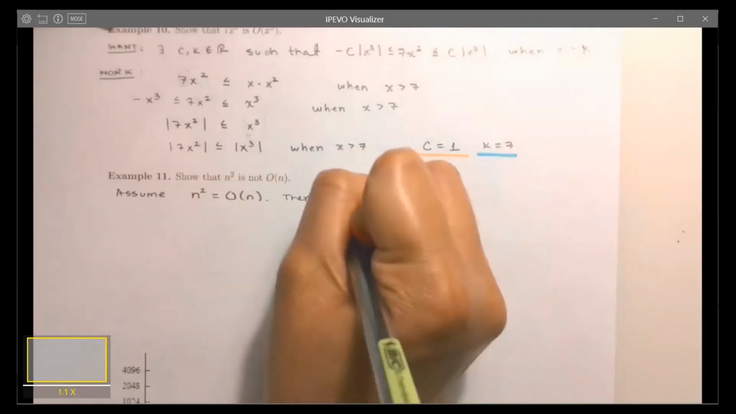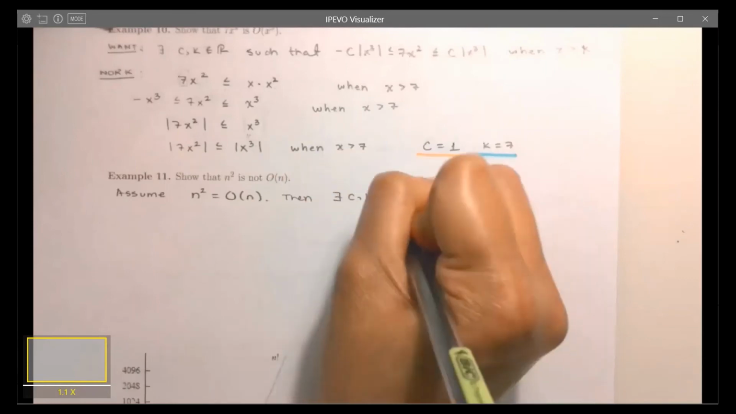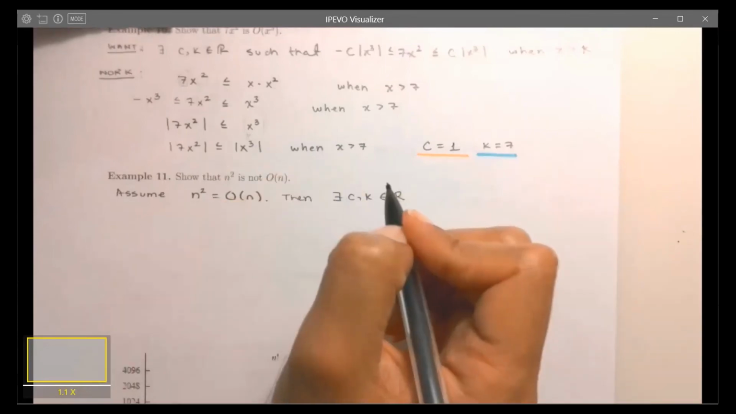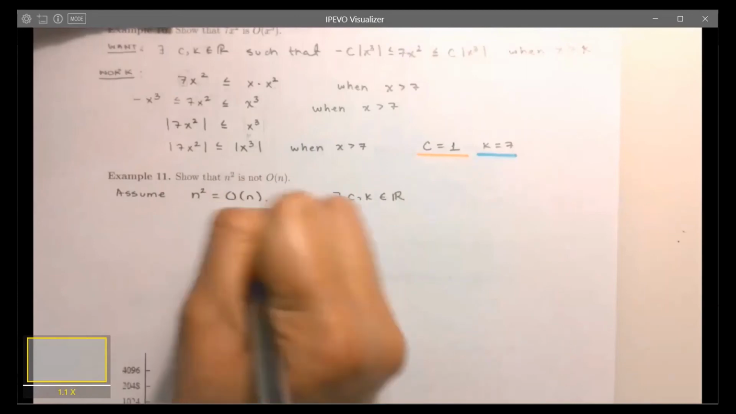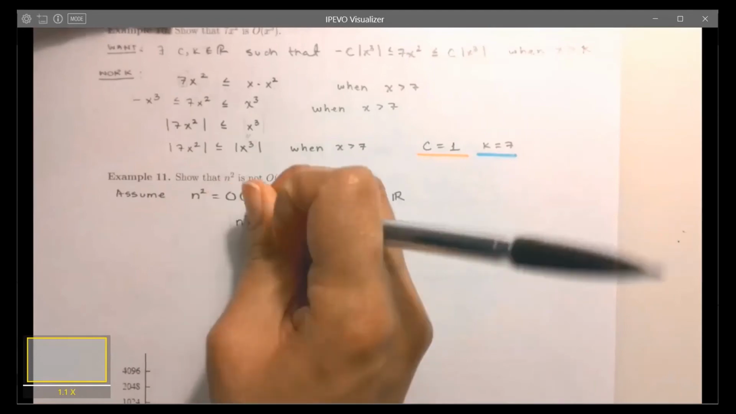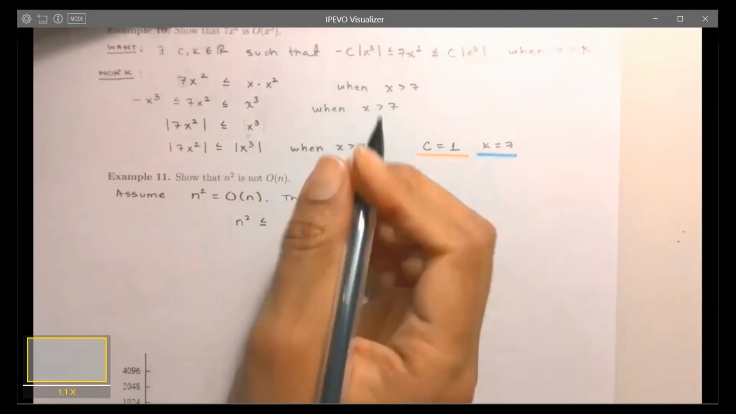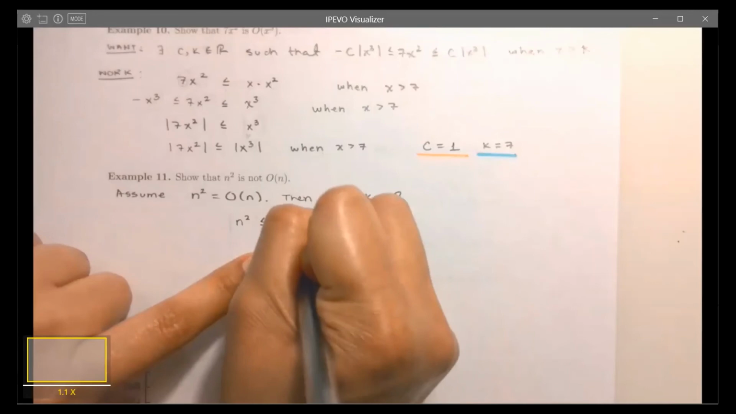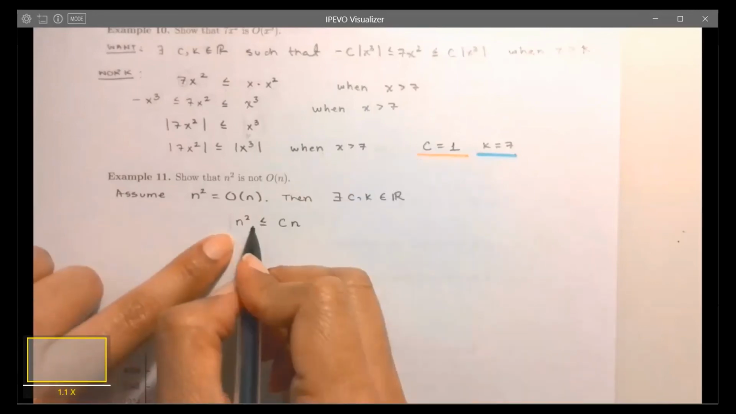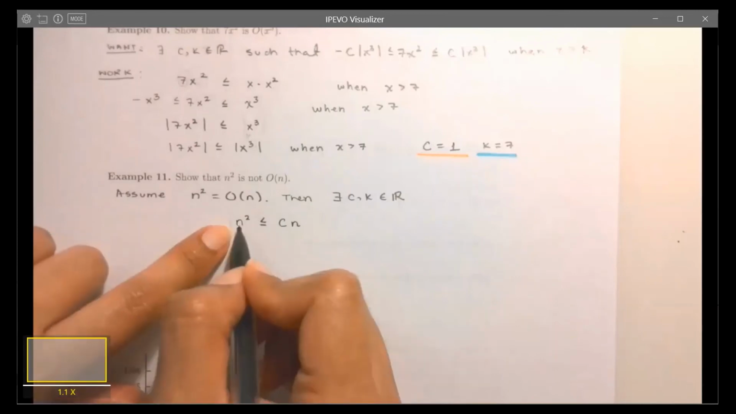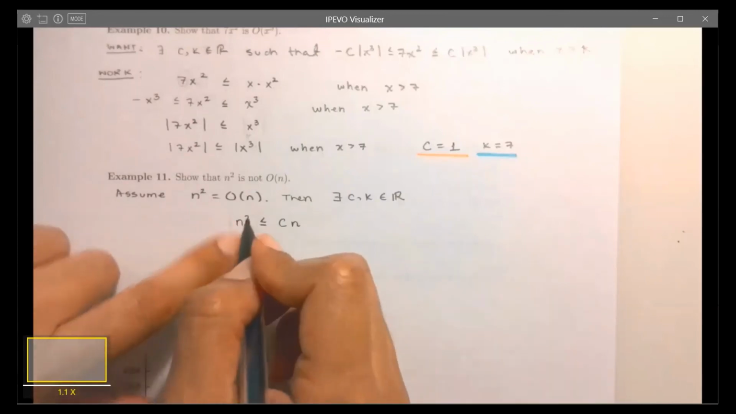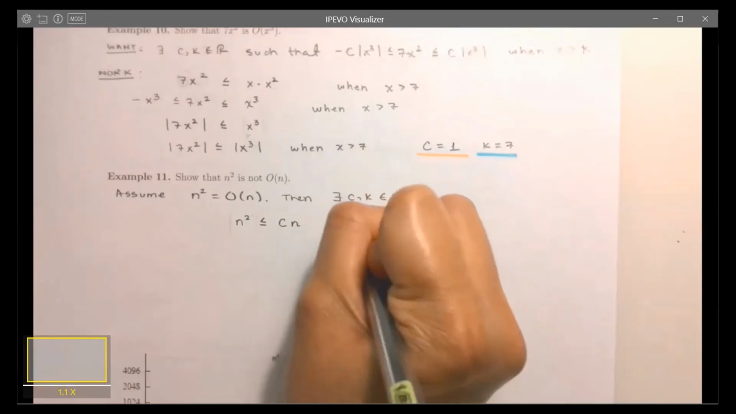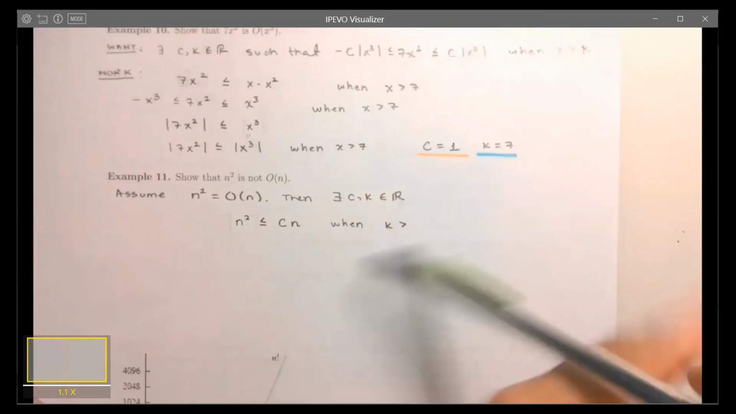Then what that means is that there exist two constants, c and k, such that when we take the absolute value of n squared, and the absolute value is not going to matter too much because n squared is always positive, it's going to be bounded above by a constant times n. Again, in this case, we don't do this greater than or equal to because n squared is always positive, so the absolute value is the same thing as n squared. And this is when n is greater than k.